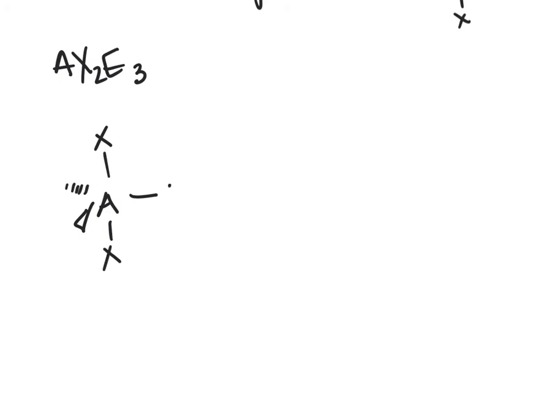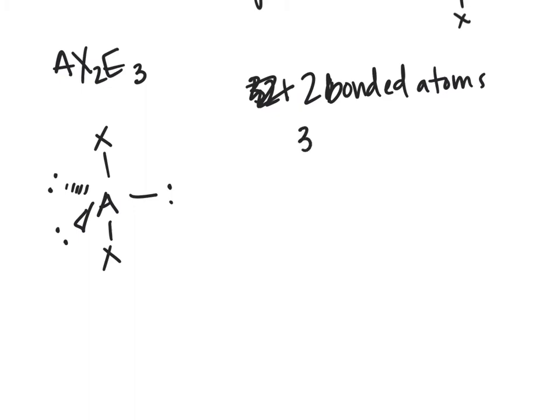So now let's look at AX2E3. So we have A and all of these. So we want our atoms to be the furthest apart, and we're going to put them here. And we're going to put our 3 lone pairs here in the center. And so we have 2 bonded atoms. Three lone pairs.